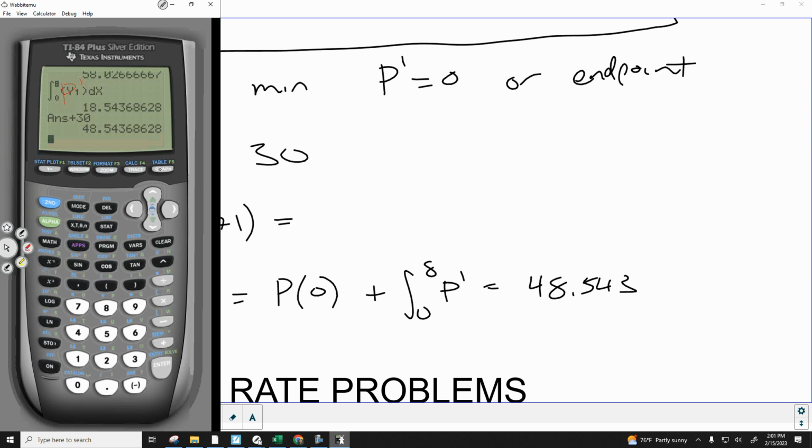Now, what do we do? We store our zeros. As A in my calculator, I'm going to store this as A. I'll do 30 plus my integral from 0 to A. Same stuff we've done. It just looks different. Two velocities, not just one. But if we subtract the two, we're good.